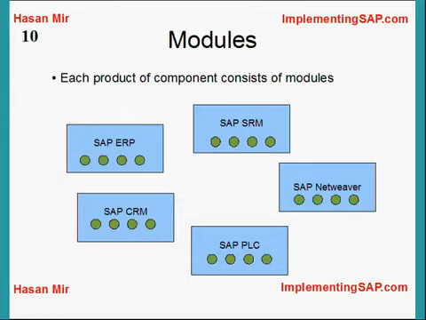Each product or component can be divided further into modules. For example, SAP ERP has multiple modules. FICO is the most popular module of SAP ERP. When you configure SAP, you configure it at module level. Each module is configured, whichever module the company wants to use, and this is how it works.